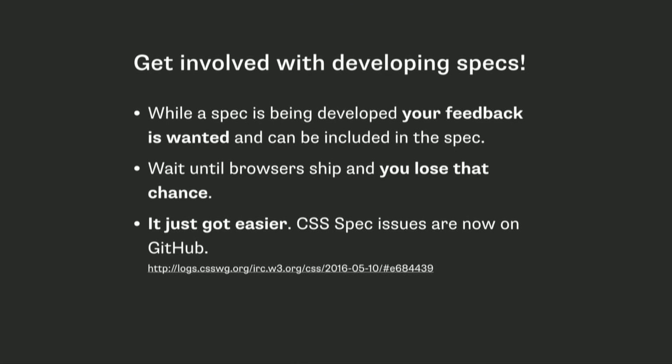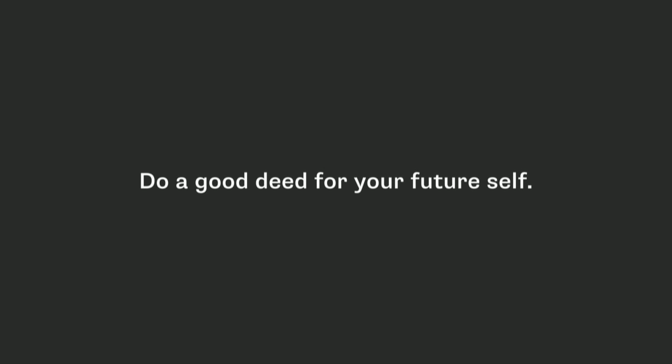For CSS, it's getting a lot easier because now the spec issues are all on GitHub, so raising an issue or commenting on an issue in the spec is as simple as going to GitHub and doing that, just the same as with any other project. Please do that. Think of it as a good deed for your future developing self. Look at emerging specifications while you've got the chance to, because otherwise you're essentially leaving your future as a designer or developer in the hands of the very few people who do.